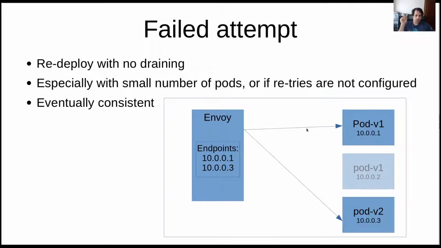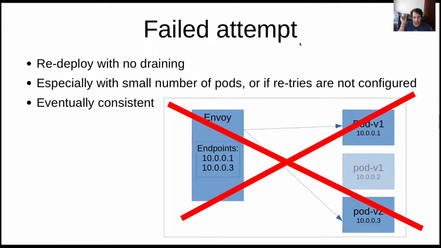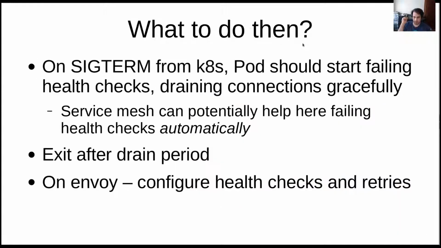So the way to overcome this problem is to make sure all these components give a little bit of wiggle room to allow the rest of the components that depend on them to understand that they are about to go down. And that's where the health checks and retries come in, right? So this obviously doesn't work because we get unhappy users.